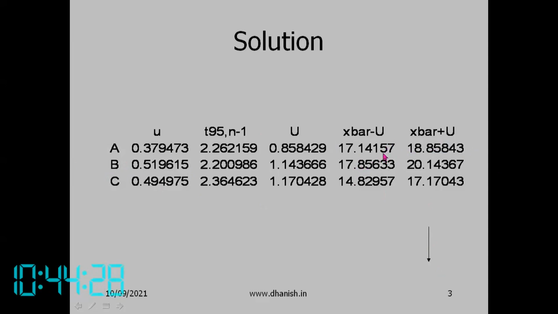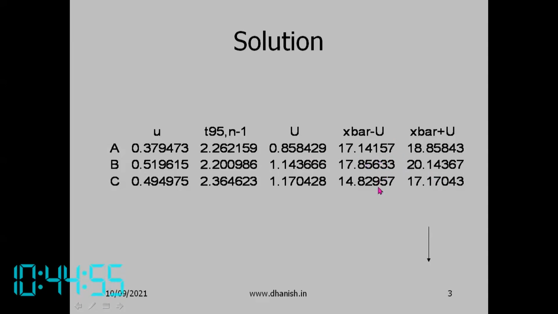So it may be that the true values are actually 19 for A and 18.5 for B. That is also a possibility. Then we cannot say that B is really better than A, since there is an overlap between the two coverage intervals.